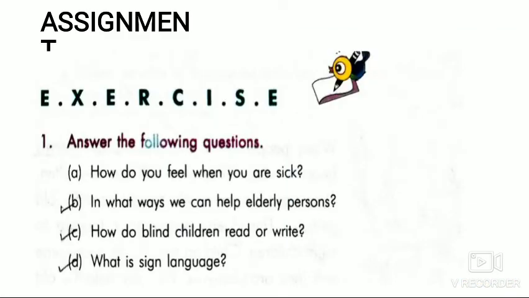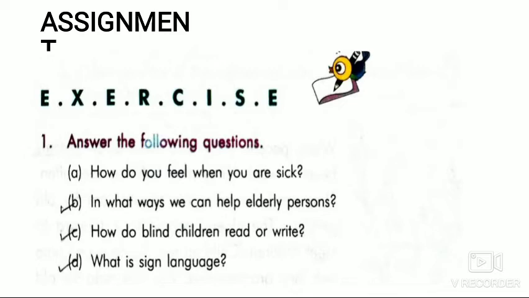Your assignment follows. Answer the following questions. You have to do it in your notebook. Remember to write the day and the date, the heading, and the lesson number. Lesson number 12, care of people in need. Leave out number A, how do you feel when you are sick? You do not need to write down this one. B, C, D, you have to write in your notebook.